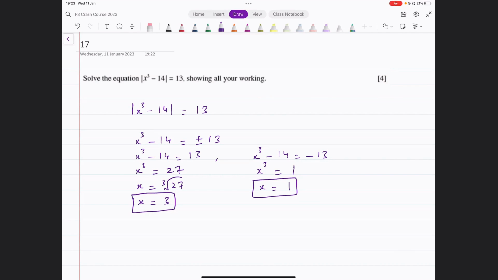But remember, we always have to verify our answers. We can check them. You can put them in here and check. You'll figure out both of them satisfy this equation. So both of them are correct. X equals 3 or x equals 1. These are the two solutions that we've got for this equation.